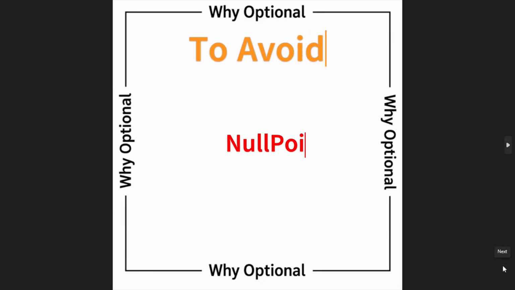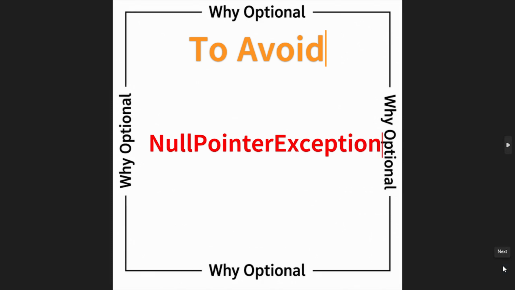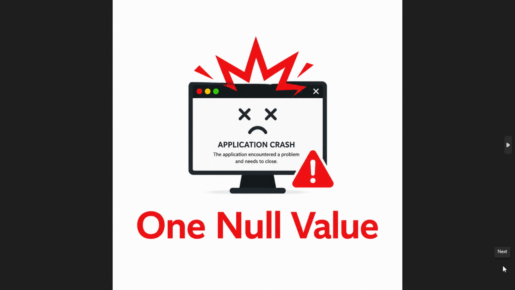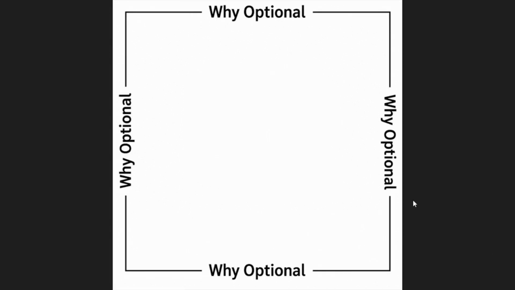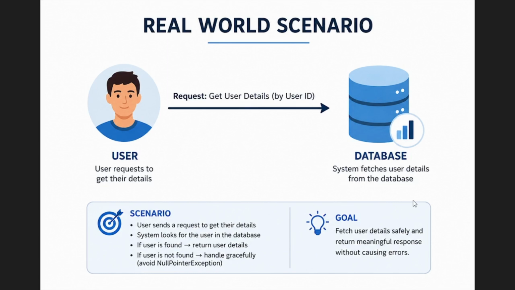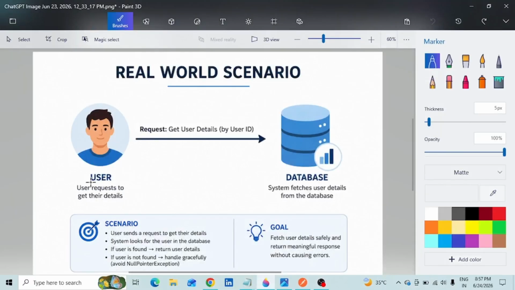In this video, I'll show you how to avoid null pointer exception, because one null value can crash your entire Java application. So we will see with the help of a scenario how to avoid this null pointer exception. This is our real world scenario. Let's understand this step by step and very cleanly.